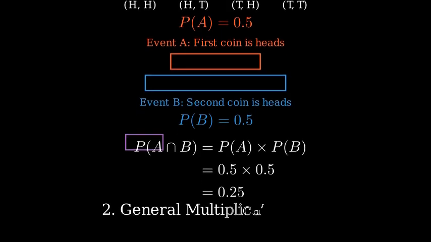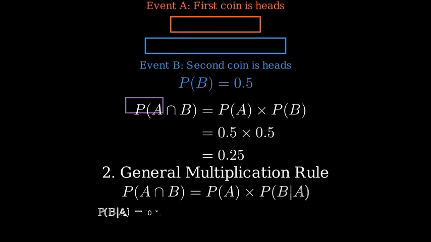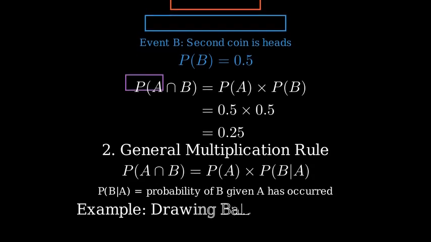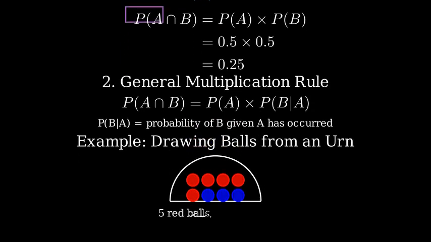Now, let's look at the general multiplication rule, which applies to any two events, whether they're independent or not. The probability of both event A and event B occurring equals the probability of event A times the conditional probability of event B given that event A has occurred. Let's look at an example. An urn contains 5 red balls and 3 blue balls. We draw 2 balls without replacement.